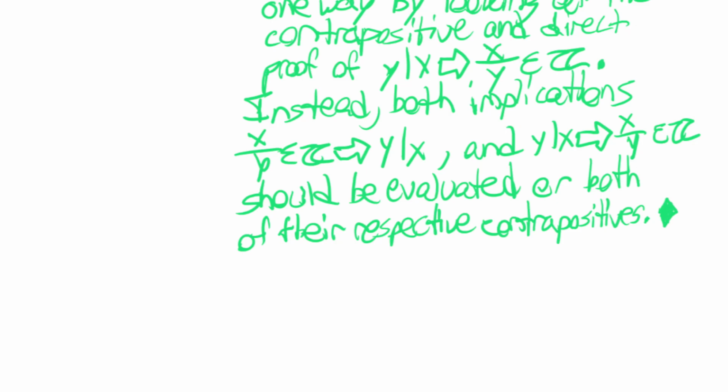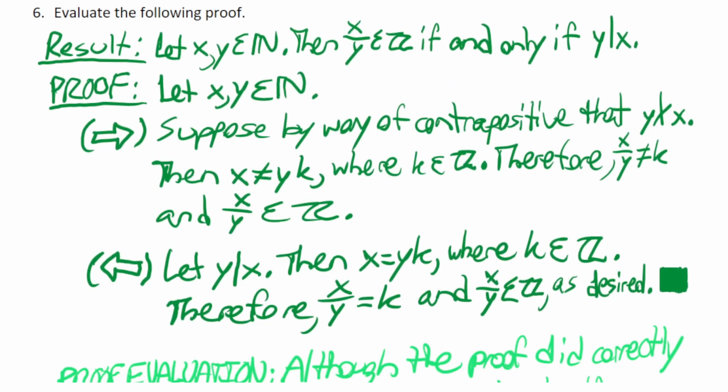So from what we just wrote here about this proof evaluation, what are we saying is wrong with this proof? When you look at this proof, yes, you do have a biconditional, or at least it's trying to evaluate it from a biconditional, but it's technically only evaluating it in one direction by looking at the implication: if y divides x, then x over y is an integer. And this person looked at the contrapositive and the direct proof of just that implication.